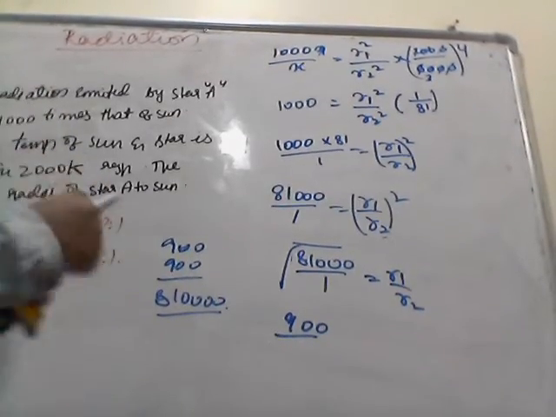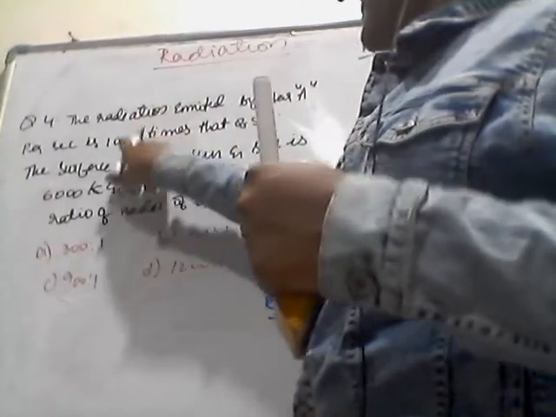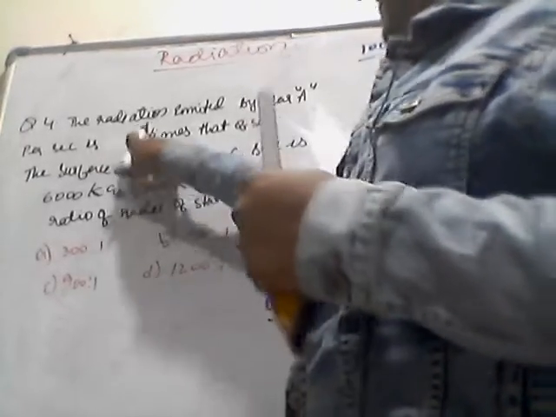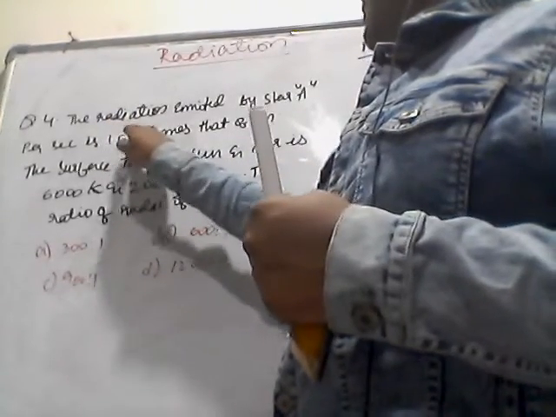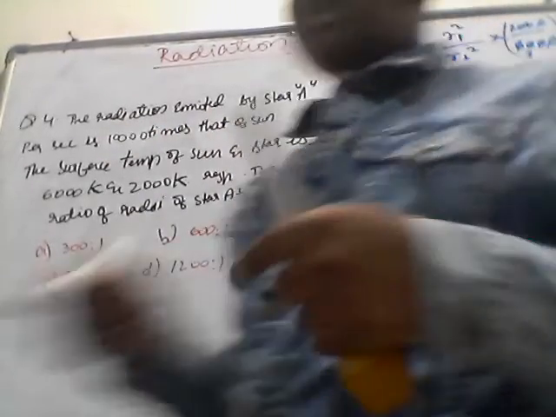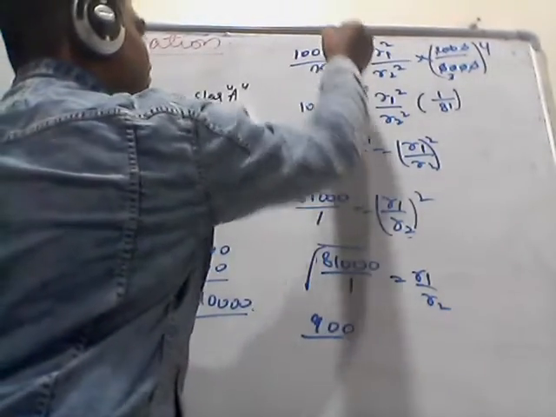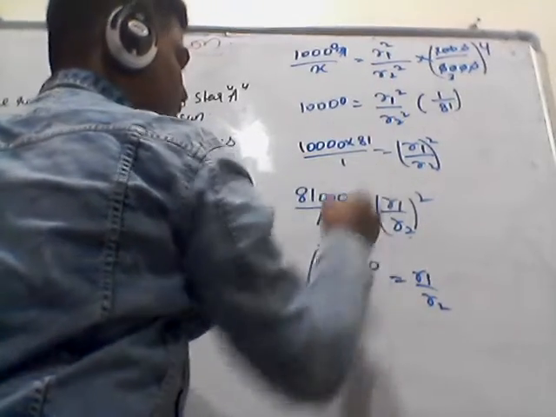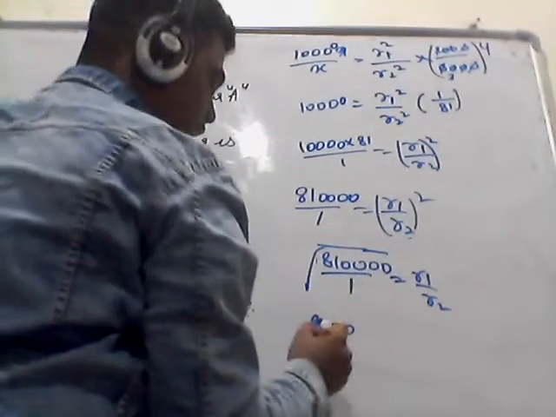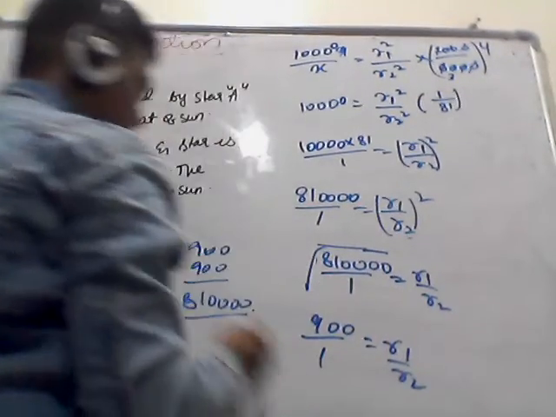Oh sorry, question mistake, I'm so sorry. The question says it's 10,000 times, not 1000. It says ones, tens, hundreds, thousands, 10,000s. So if they are saying 10,000, just a small change, one extra zero, and you get 900 by 1. So 900 by 1 is equal to r1 by r2.